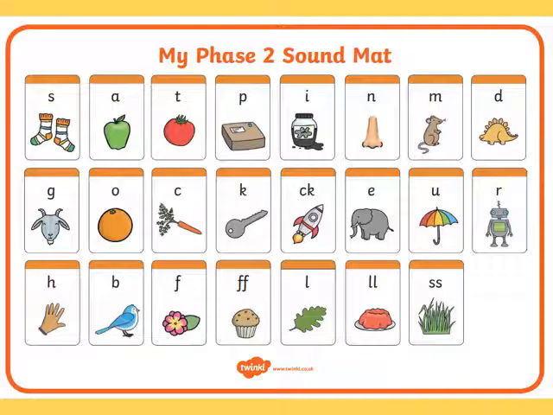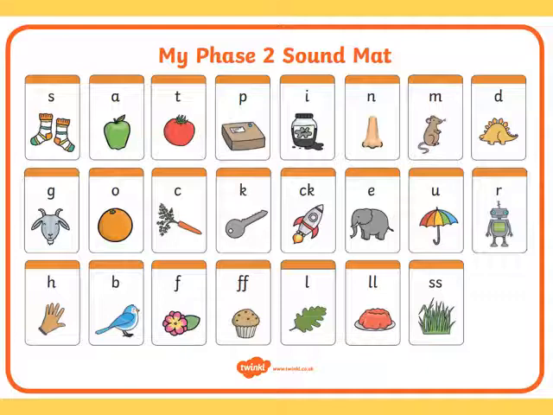For E, the sound is e. For U, the sound is u. For R, the sound is r. For H, the sound is h. For B, the sound is b. For F, the sound is f. And again for the double F, f. For L, the sound is l. And for the double L is l again. And then we also have the double S making the s sound.